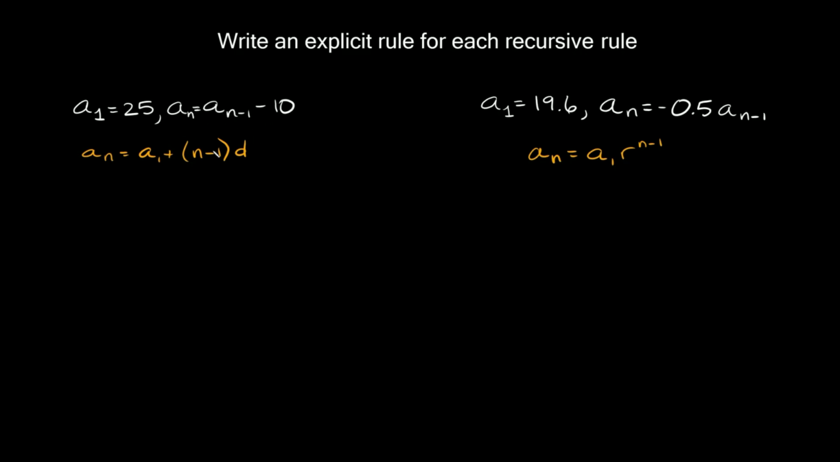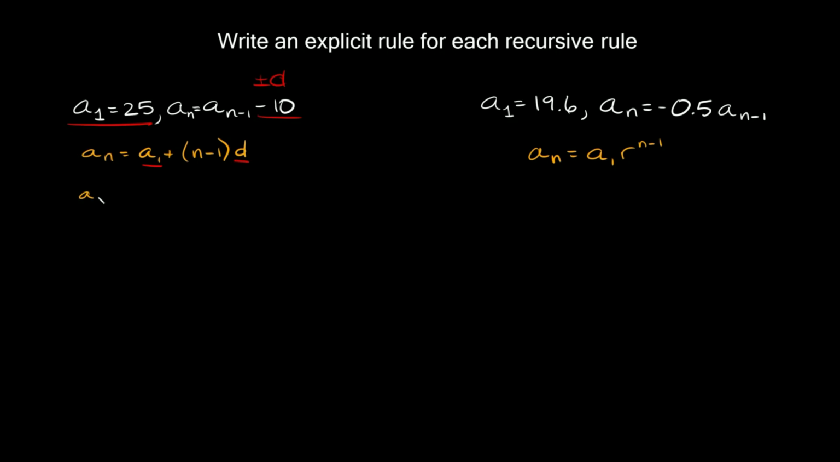All right, we're going to convert this to an explicit rule, and it's actually not that difficult. We just have to use the information here to fill in a couple of the pieces. We know the first term, a sub 1, so we plug that in for the first term. And then we also know the plus or minus d part. What's d in this case? Well, it'd be negative 10. So that's what we're going to plug in for d right there.